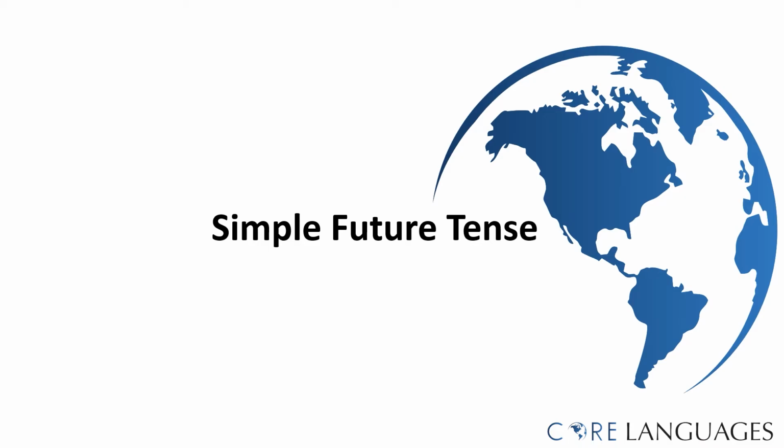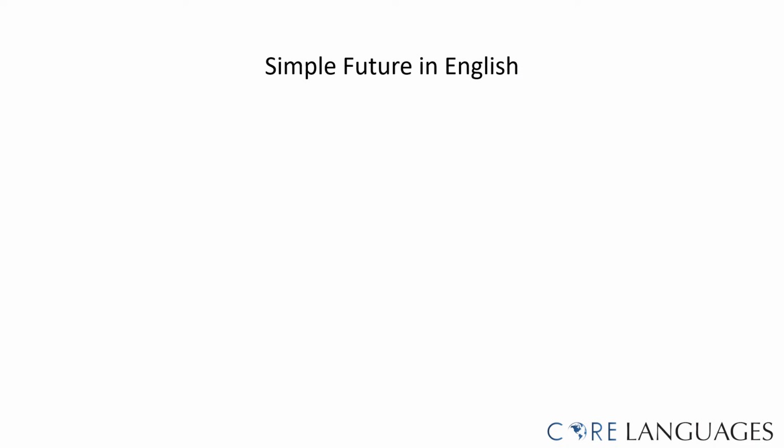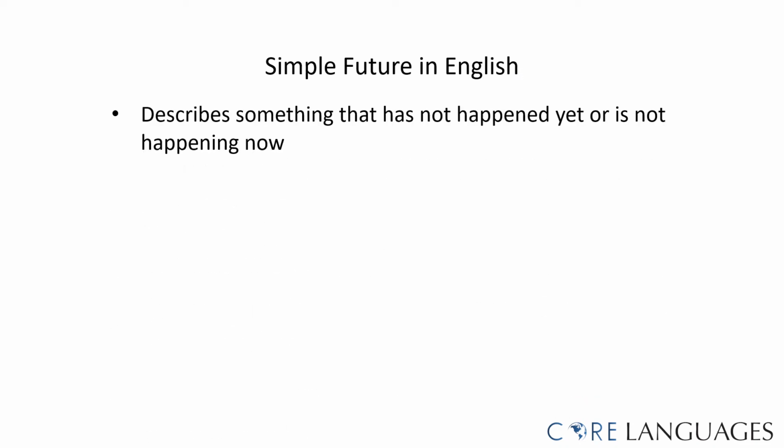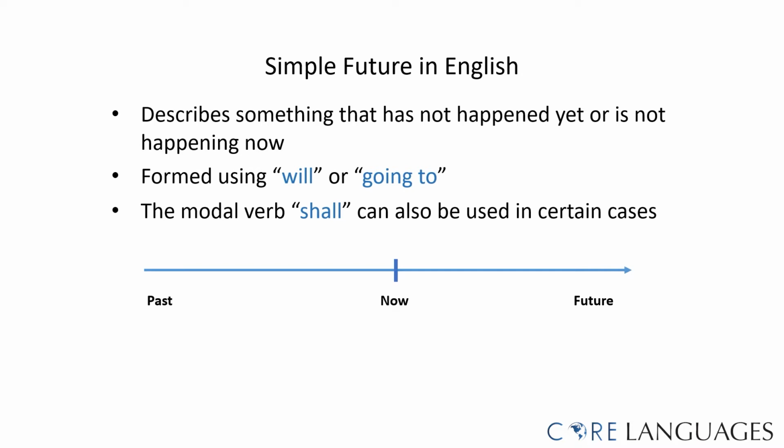The simple future tense. We use the simple future in English to describe things that have not yet happened, or things that are happening now and are going to continue into the future. We can use the auxiliary verb will or the construction going to formulate sentences in the simple future. In some cases, we can also use the modal verb shall, but it is not as frequently used.